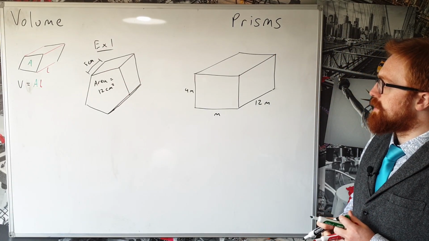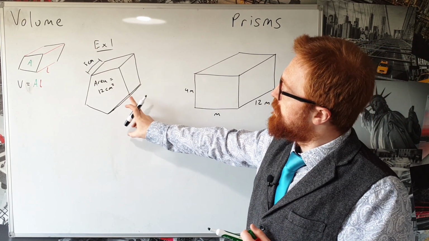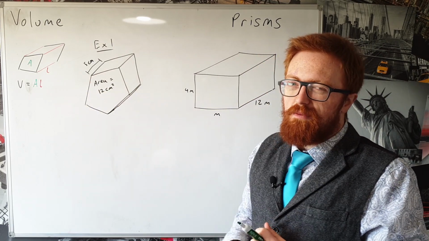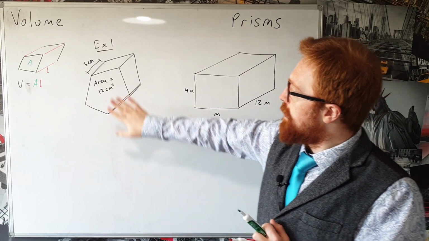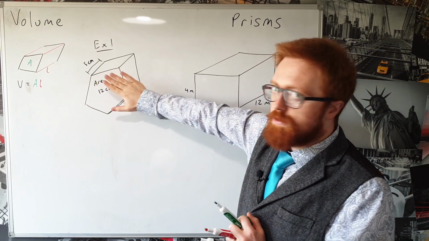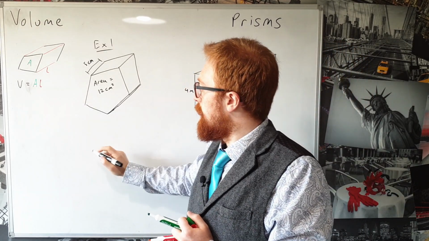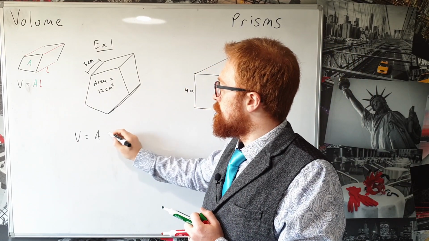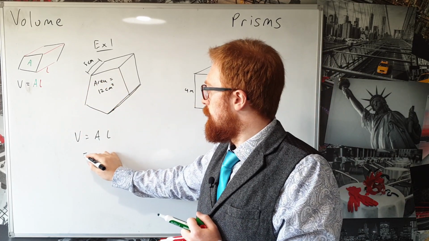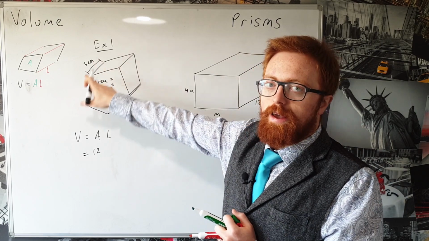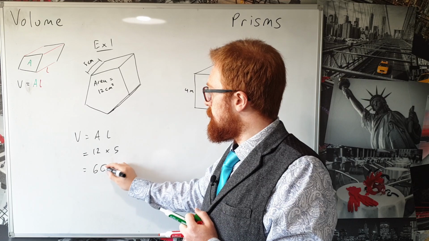Okay, so on to our first example here. So here we have this pentagonal prism, and very handily they've told us the area of this front face. So again, this is the face that we've stretched to make the prism, so that's the area we're after. And remember, volume is just the area times by the length. Now the area of this front face is 12 centimeters squared, and the length is 5. So I do 12 times 5, that gives me 60.